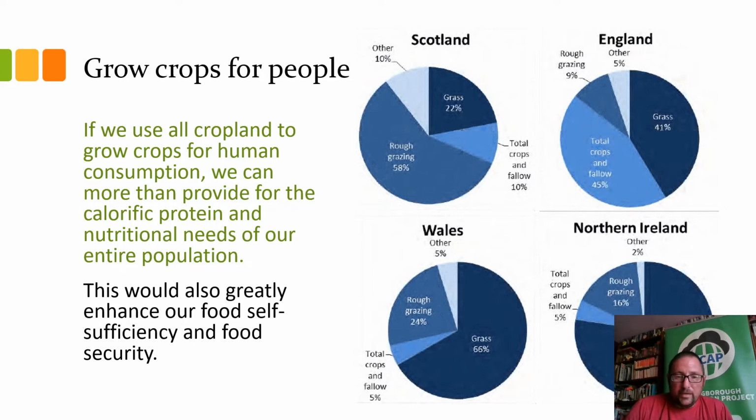If you look at the charts of the 4 nations there, you can see that actually a lot of it is grass or rough grazing, with England having a considerable chunk, i.e. 45%, that is available for cropland. But even in England, you're looking at 41% grass and 9% as rough grazing.